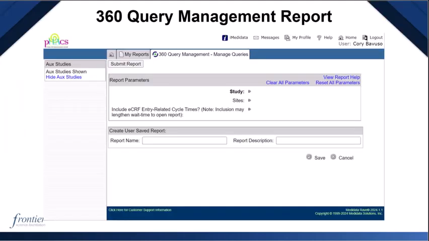As you can see here, the report can be filtered by study or site, and we have the option to include ECRF entry-related cycle times. To explain a bit, these are calculated from the ECRF first entry date to the date when a query was either opened or closed. This is a new parameter not seen in the other query reports.